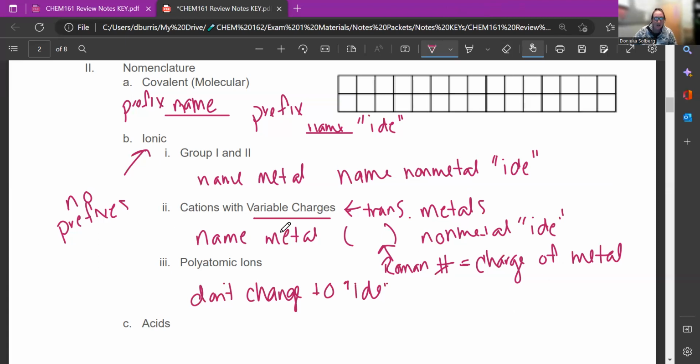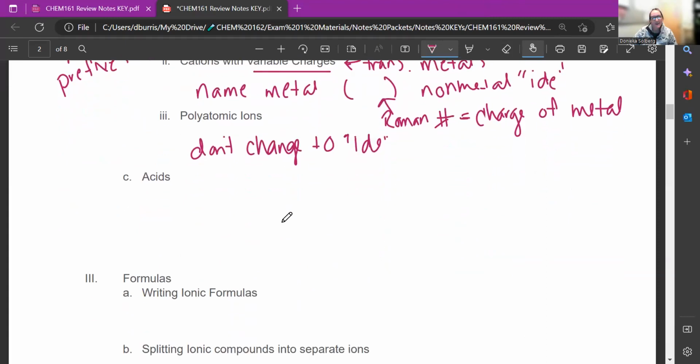One that we did not do a good job of covering in 161 is naming acids. Okay, so this might be new for you, it might not, but this is a good review as well. So there's 2 types of acids. Okay, the first type of acid, there is no oxygen, and the second type of acid, if there is oxygen. So if they have oxygen.